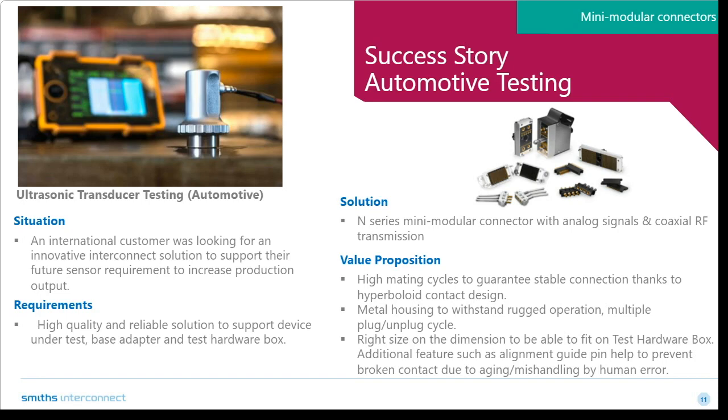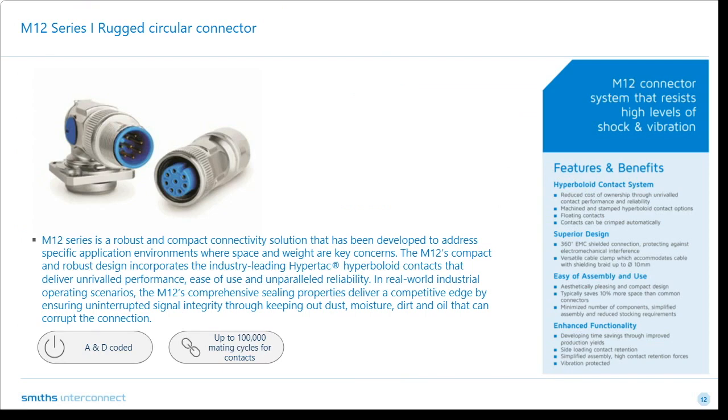So, given the success story, let's move back into talking a little bit about another product, which is M12. Now, often when I talk about M12, I sometimes get audience or customers giving a funny face. M12 is M12. What is so different about M12? There's a lot of different connectors of M12 in the market.